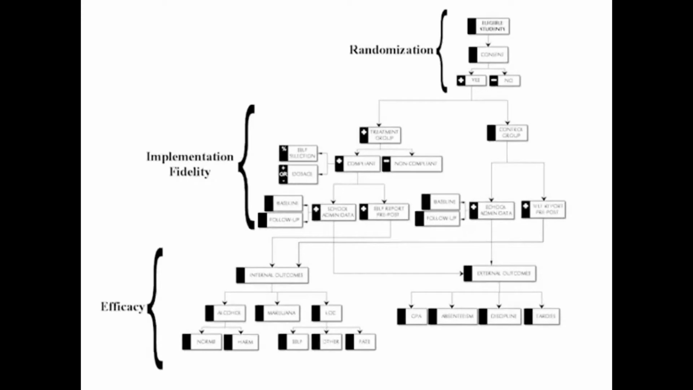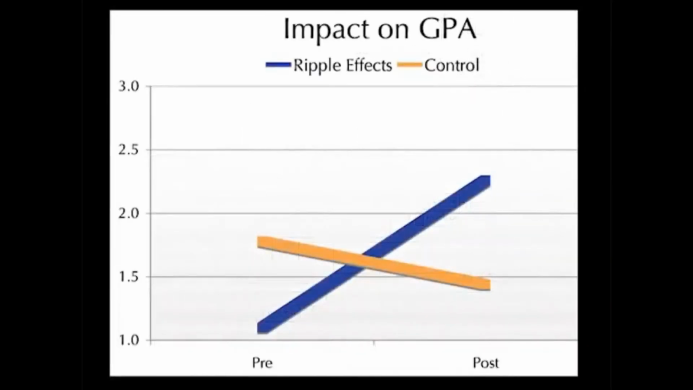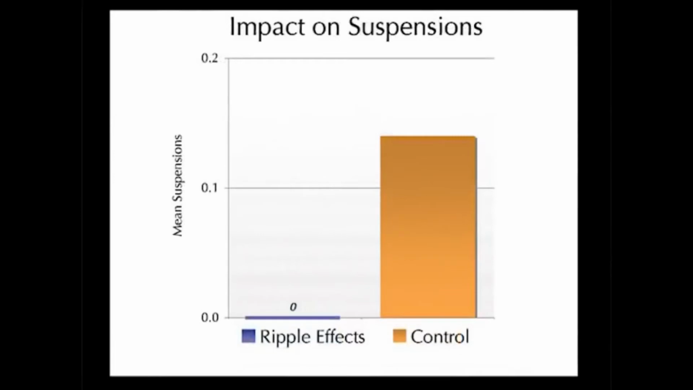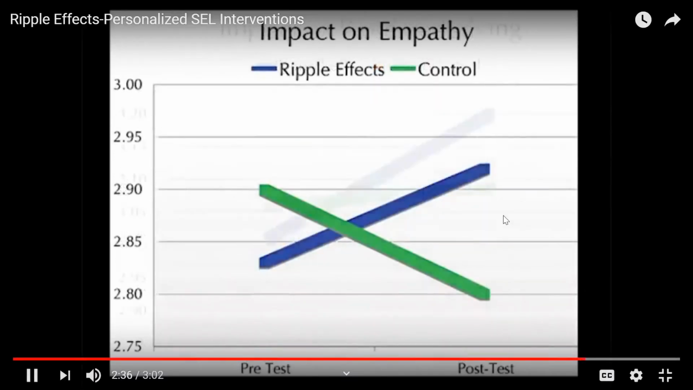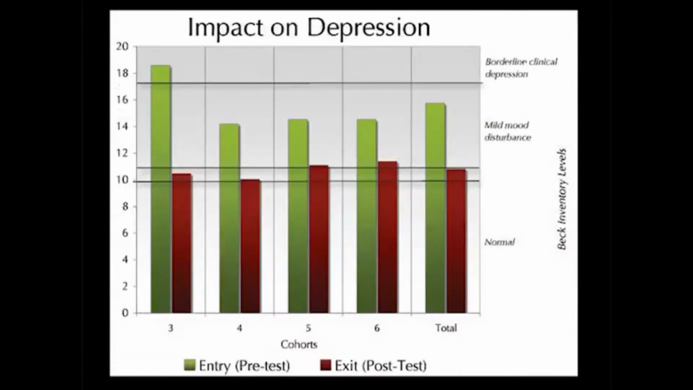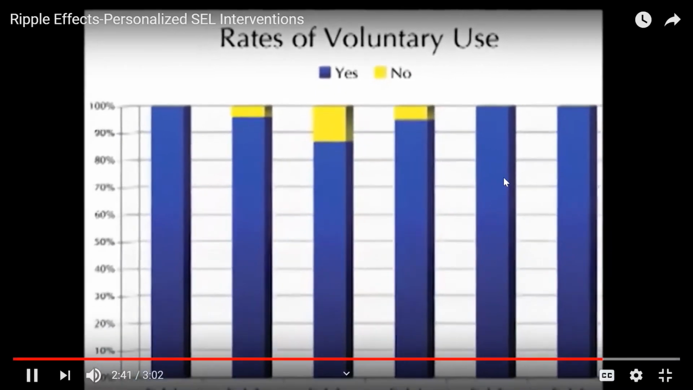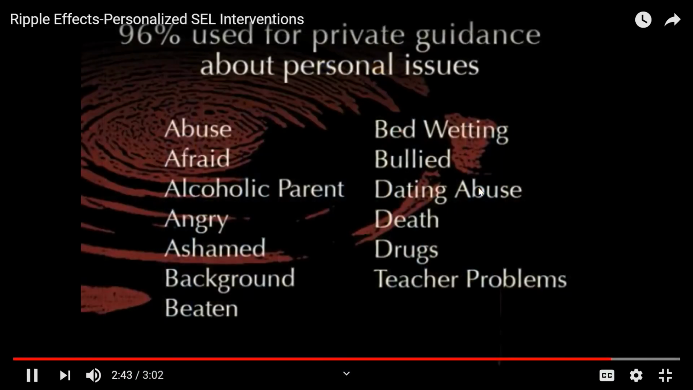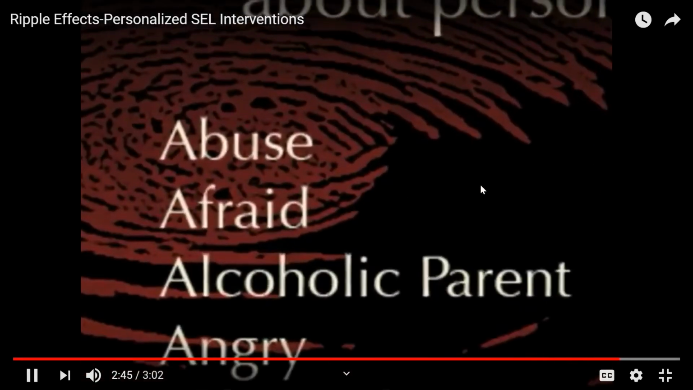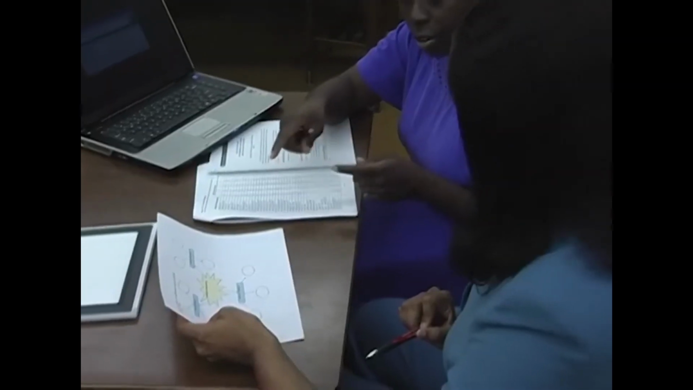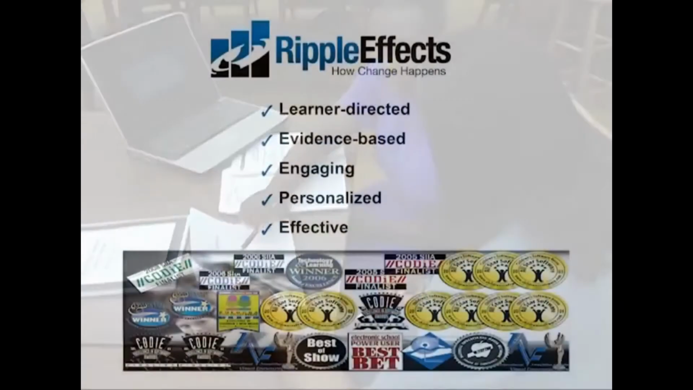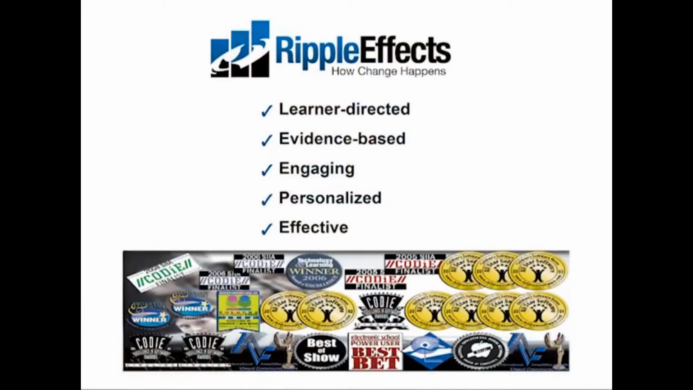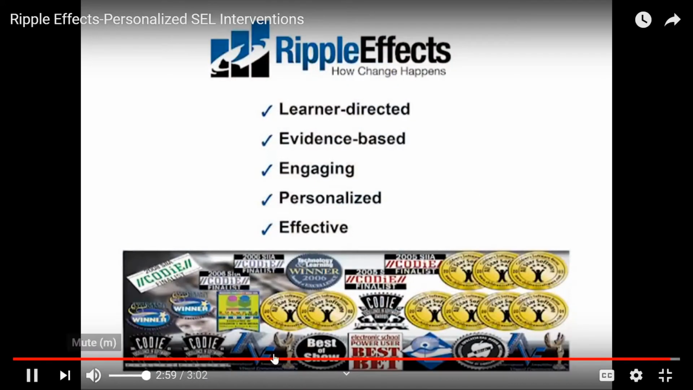Expert advisors vetted different areas of content. NIH and foundation-funded research measured implementation fidelity and program efficacy, with dramatic positive impact on grades, behavior, and resiliency assets, including rates above 95% for voluntary use to address personal issues like abuse or an alcoholic parent. Both academic research and the earned wisdom of ordinary people, including student users, is what has made these results possible. Ripple Effects: learner-directed, evidence-based, engaging, personalized, effective.